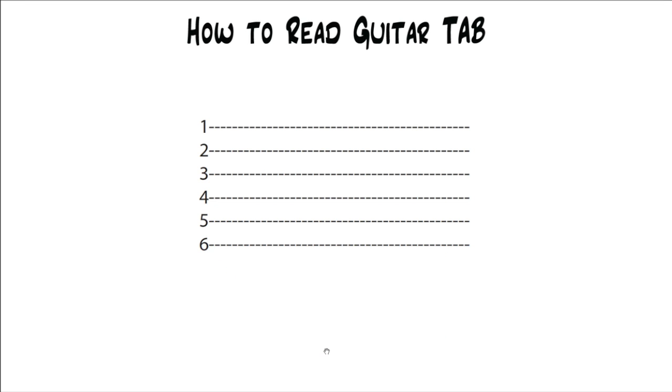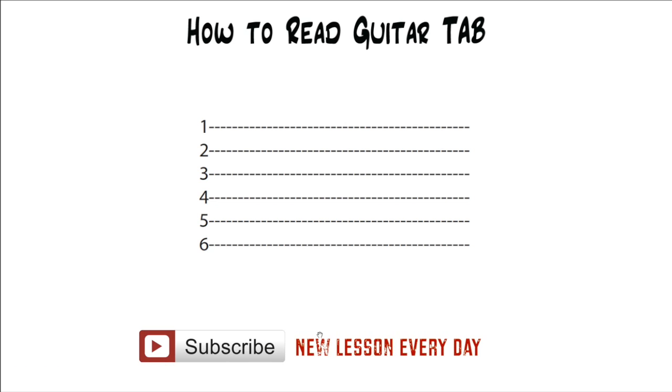So another way you may see tab written out is like this. This is a really simplified version, and a lot of times it's written just because it's written on a Word document or something where you have these dash lines and stuff. But you will run across this sometimes, so it's important to understand what's going on.